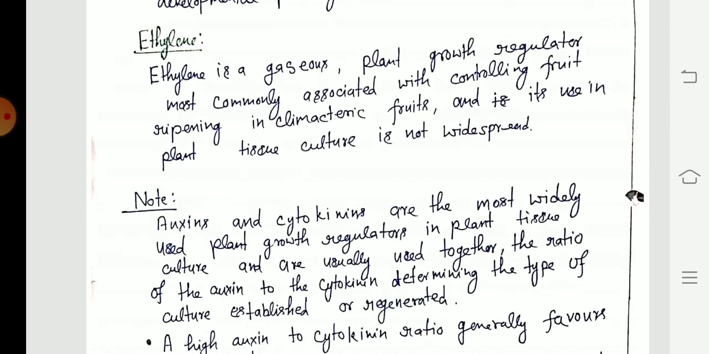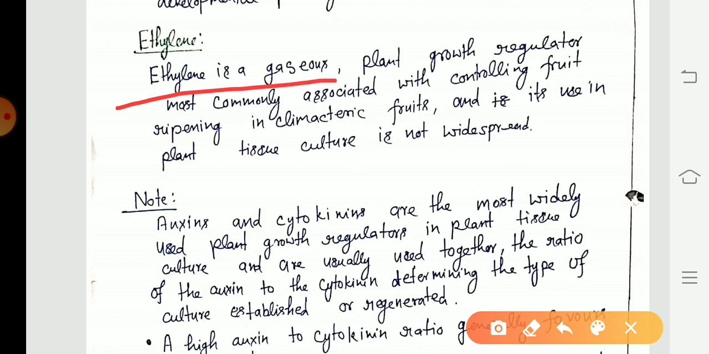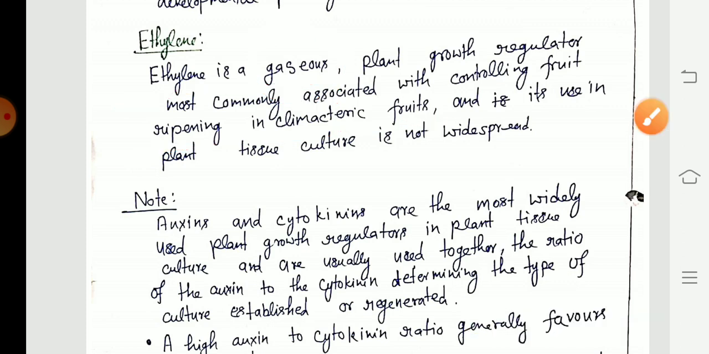Next comes ethylene. What is ethylene? Ethylene is the hormone that is responsible for the ripening of fruits, and it is present in a gaseous form. So this hormone is different from the other hormones.